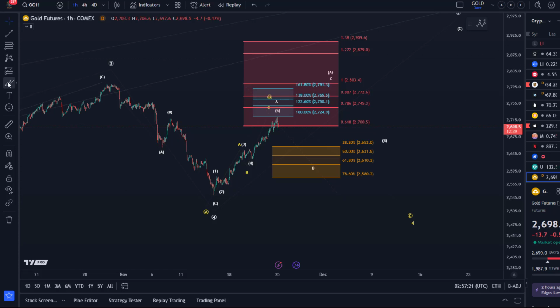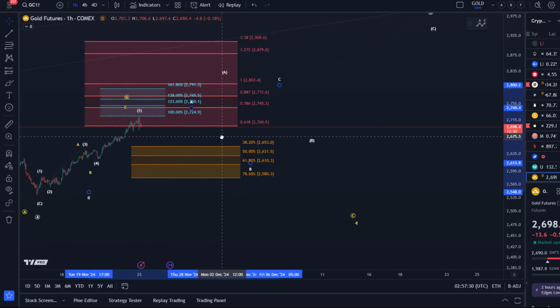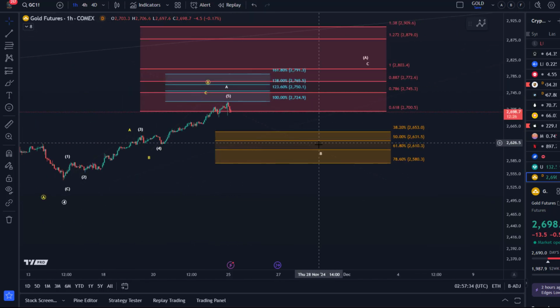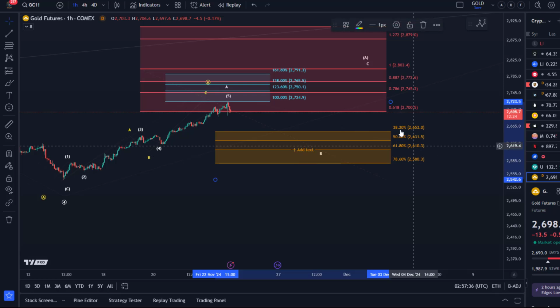Yeah, I give them the benefit of the doubt, but it will depend on the structure of this pullback. It might have started already because we've reached that 100% extension, but we haven't broken any previous swing low, so we need a little bit more evidence for a top. But I'm definitely watching for this B wave to unfold now. Support is now located between 2,580 and 2,653. So if we enter that Fibonacci support area there, then we just have to pay attention to the structure.